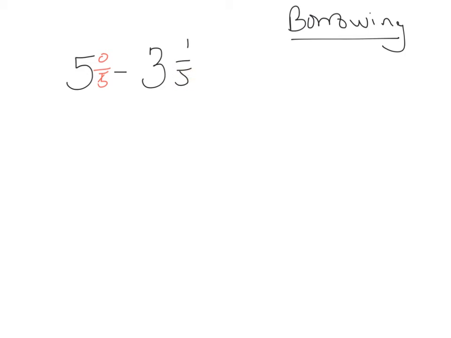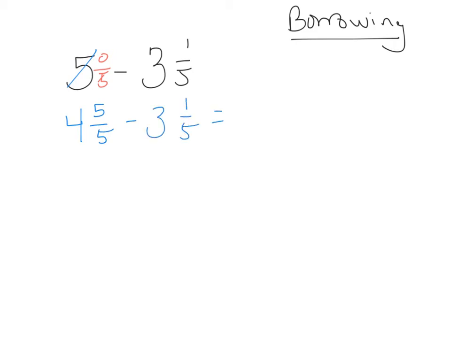I can take away one whole. I can turn the 5 into a 4. I took a whole away. Now I know that 5 fifths equals one whole. And why say 5 fifths? Why not 6/6? Well, the denominators here are 5, and we love to keep those denominators the same. So I add my 5 fifths back on. 4 and 5 fifths minus 3 and 1/5.